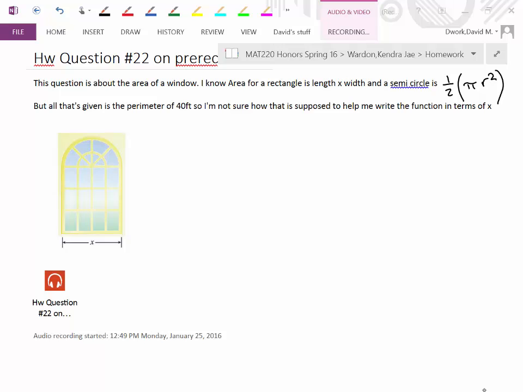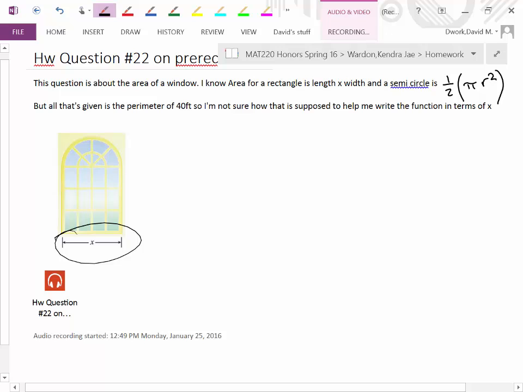Okay, so for this problem, what we're doing here is, like you said, it's asking you to write it in terms of x. And what they've shown you is we're going to call the width of the rectangle, the length of the rectangle, x. All right. It looks like you're saying length x. Okay.